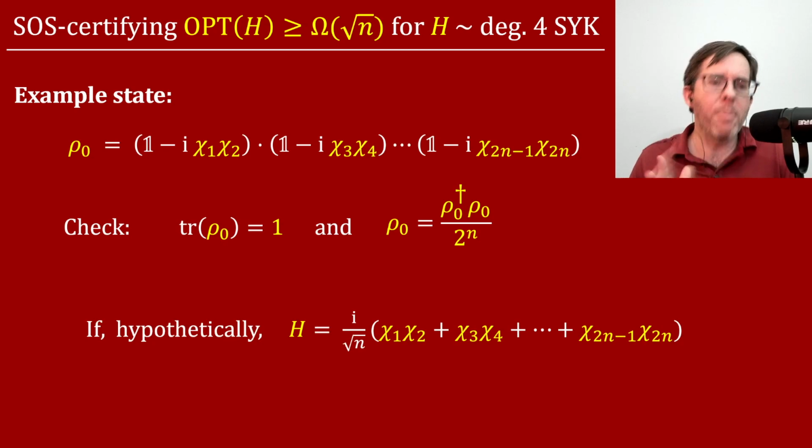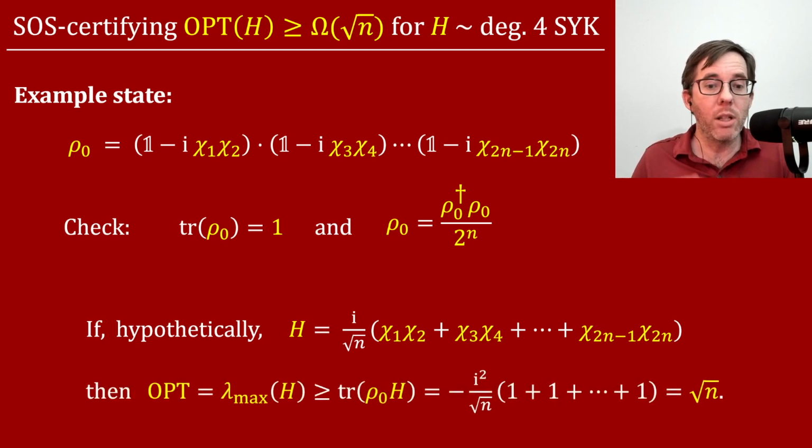Now, let's suppose hypothetically that the H that we were interested in optimizing was this one. Now, that's not degree 4, it's just degree 2, but I'm trying to give a simple example here. And again, don't worry too much about the scalar i that I stuck out in front. Okay, well, our state rho 0 here actually certifies that this H has a rather large eigenvalue.